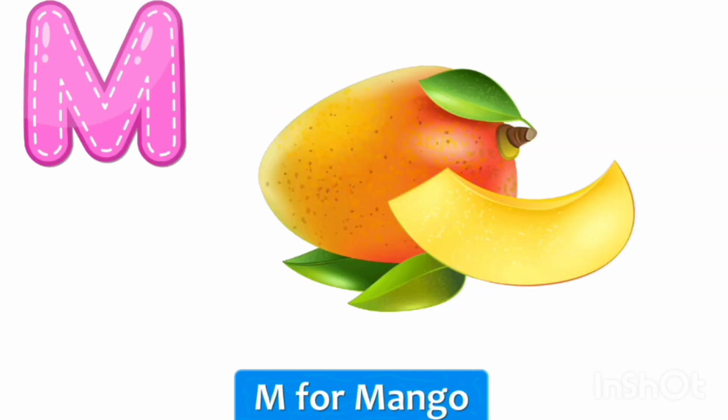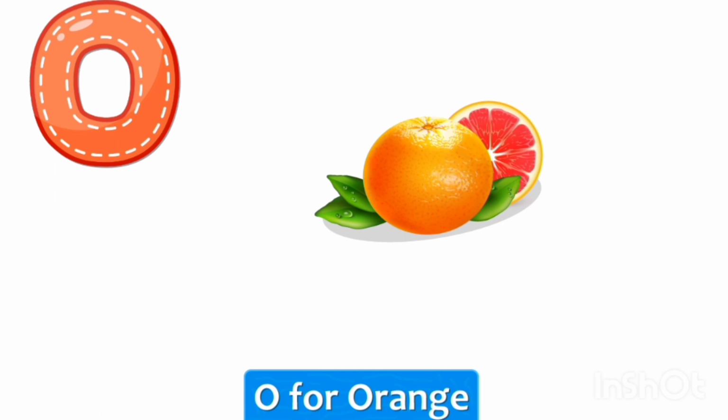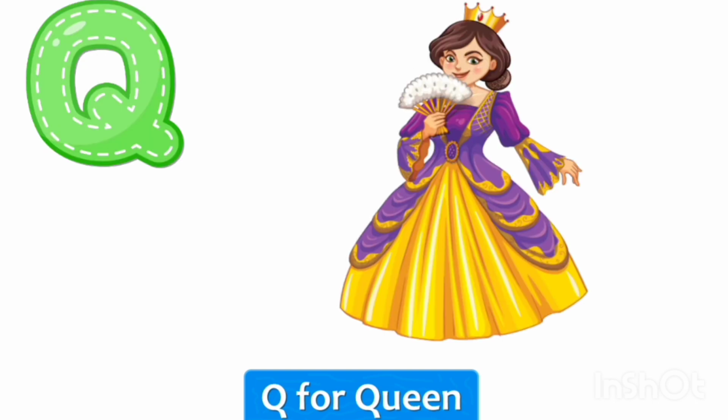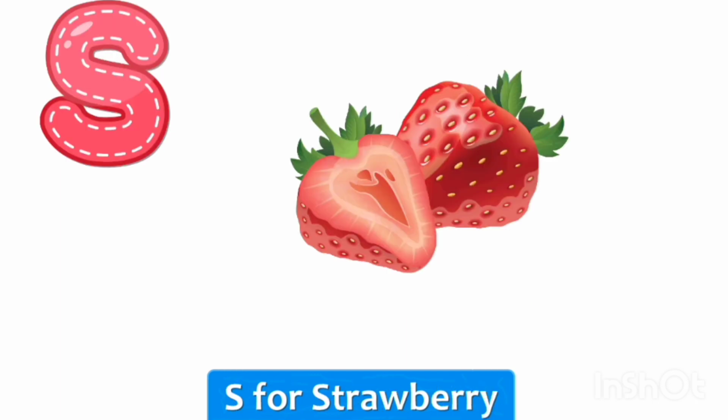M for mango. N for nest. O for orange. P for parrot. Q for queen. R for rabbit. S for strawberry.